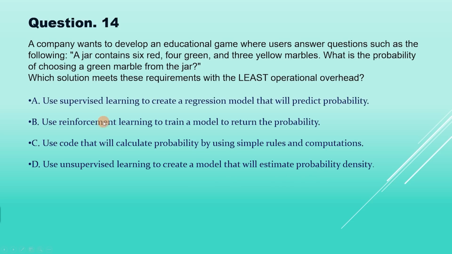So it will be quite surprising here, because we are discussing AI and the options related to AI: supervised learning option A, reinforcement learning option B, unsupervised learning option D. But the correct answer here will be option C. Use code that will calculate probability by using simple rules and computation, because here the keyword is least operational overhead, and the answer is to use simple code, because it can meet the requirement.